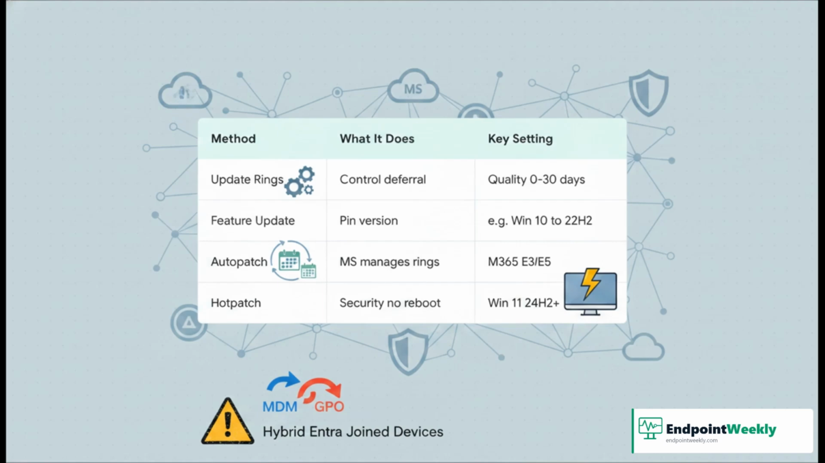Update rings control deferral days, feature updates pin your devices to a specific OS version, Windows Autopatch lets Microsoft manage the rings for you completely, and Hotpatch provides security patches without those annoying reboots for Windows 11. But wait, here's a massive technical warning. Actually, consider it a giant red flag for the exam. If you are using hybrid Entra joined devices, group policy and Intune update policies can and will conflict. You must understand MDM versus GPO precedence rules.